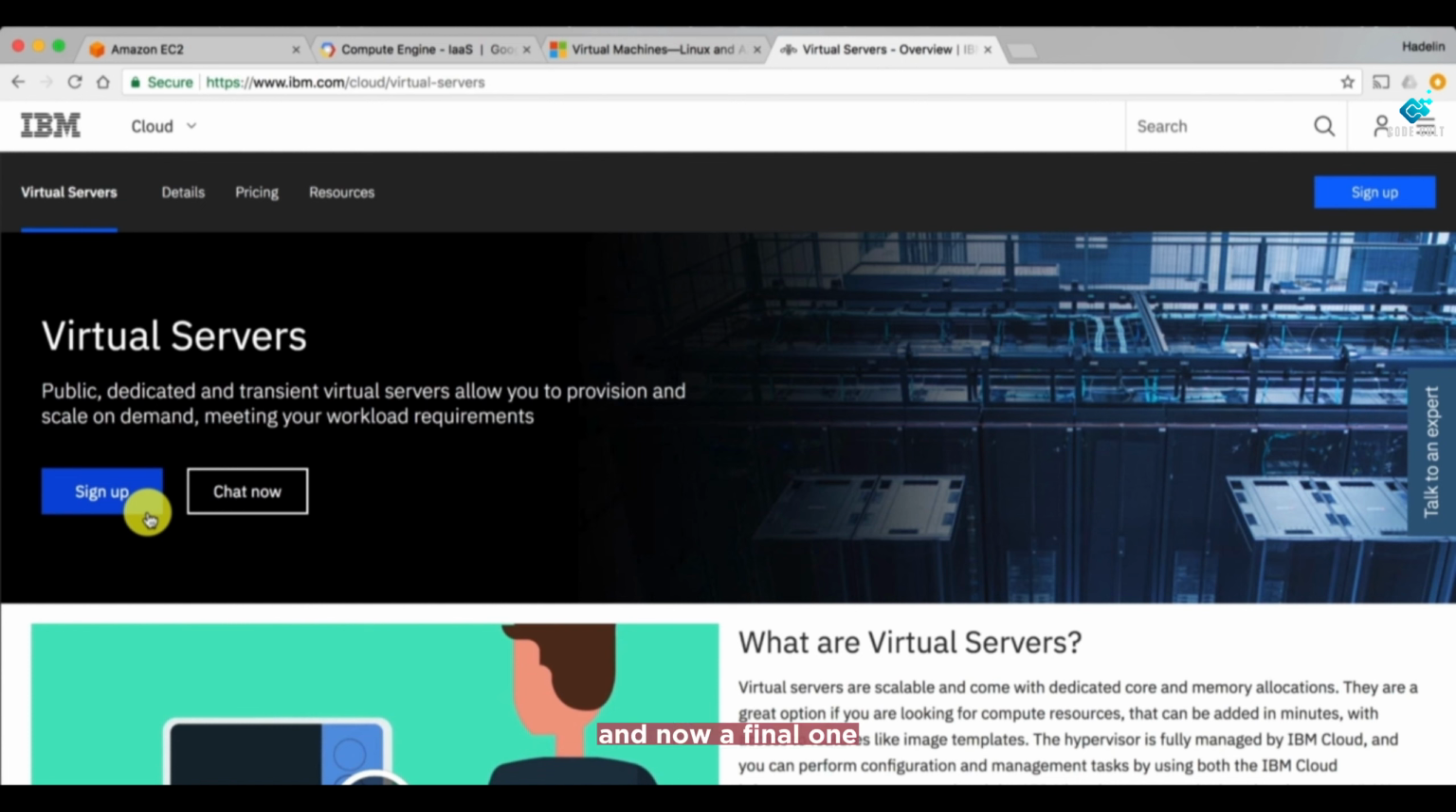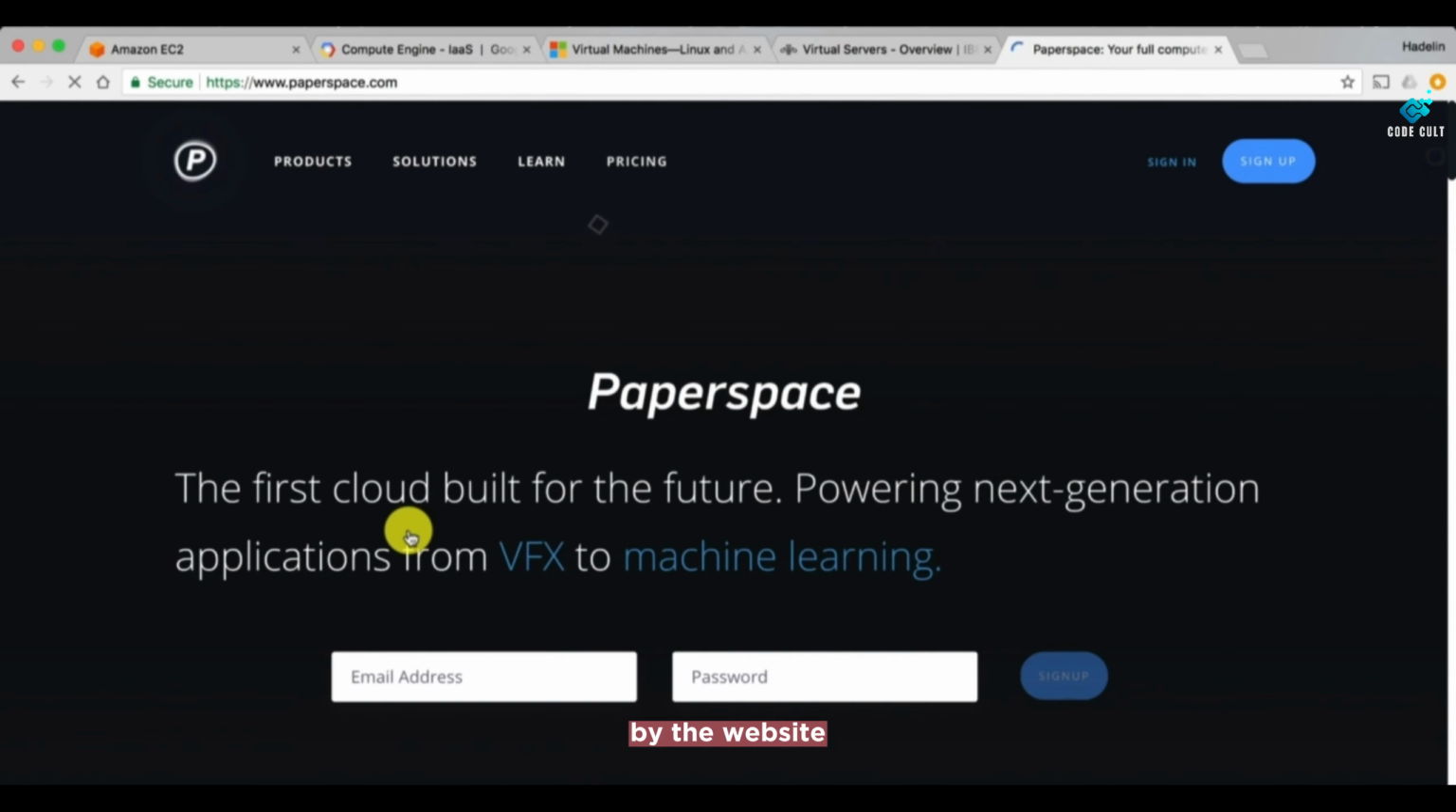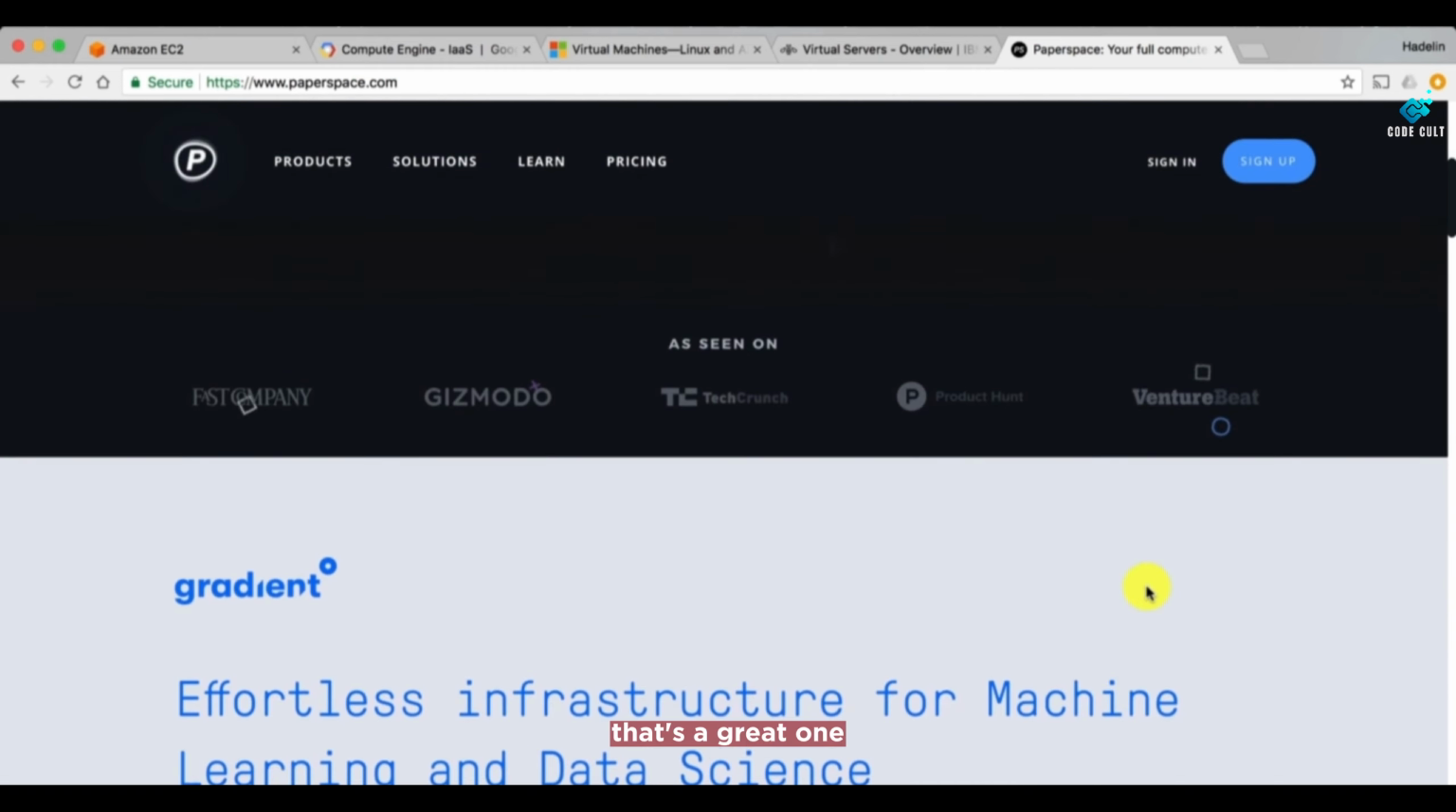And now a final one, which you might not have heard of already, but this is also a great one that I must introduce to you. The website says it's an innovative cloud built for the future, powering next generation applications from VFX to machine learning. Here we go. So if you want to do some powerful machine learning that requires great computer resources, you can also consider Paperspace. That's a great one.